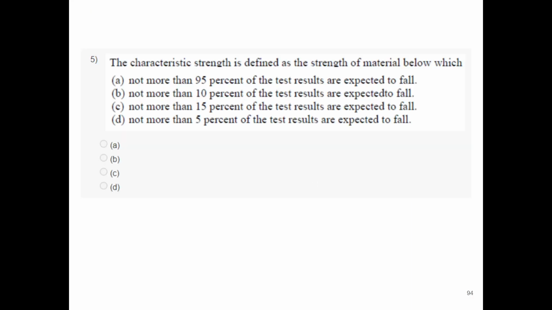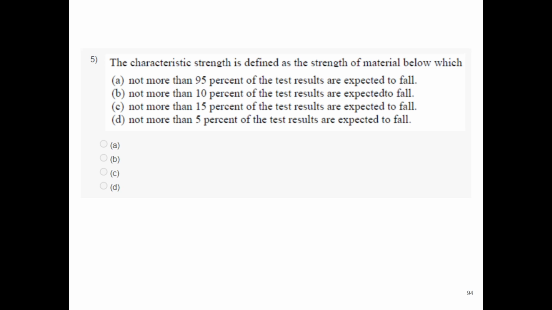Fifth question: the characteristic strength is defined as the strength of material below which A, not more than 95% of the test results are expected to fall; B, not more than 10% of the test results are expected to fall; C, not more than 15% of the test results are expected to fall; D, not more than 5% of the test results are expected to fall.